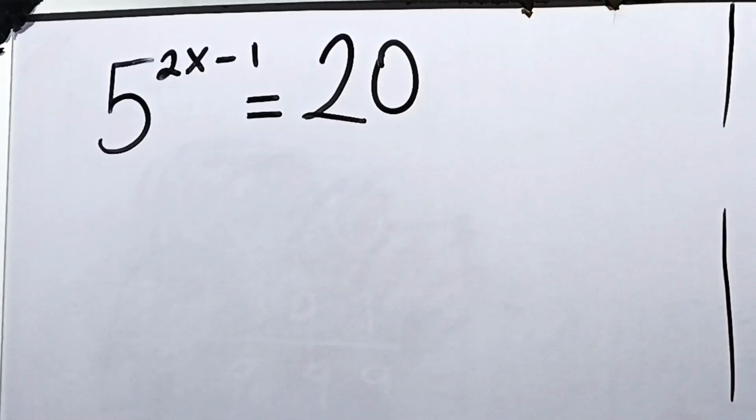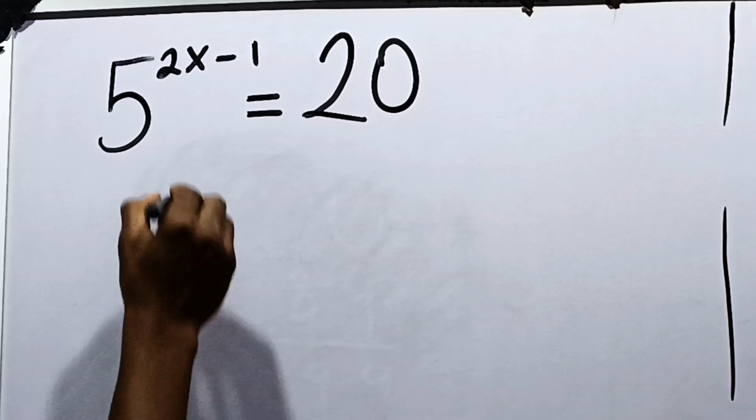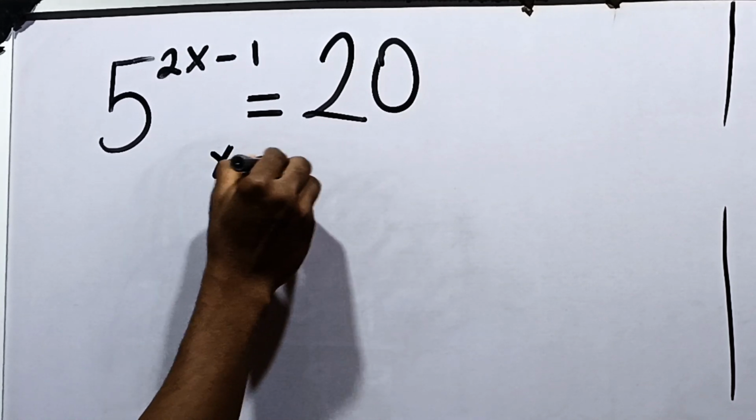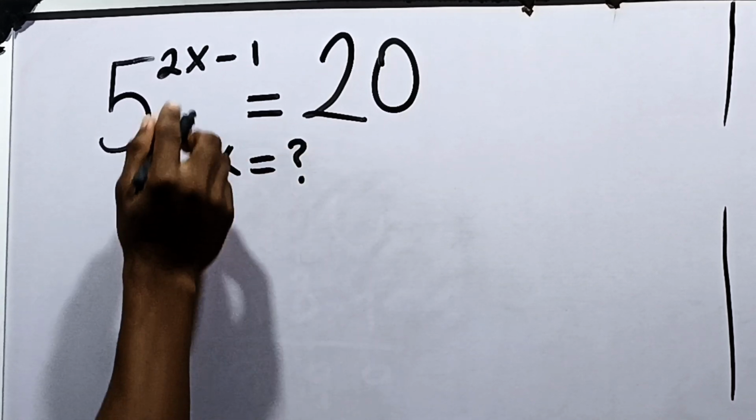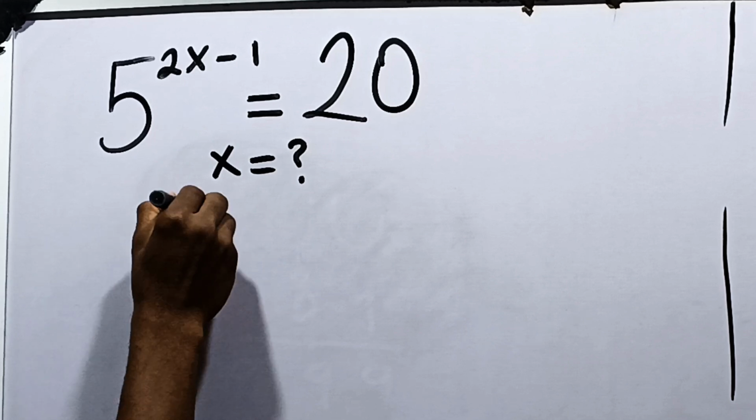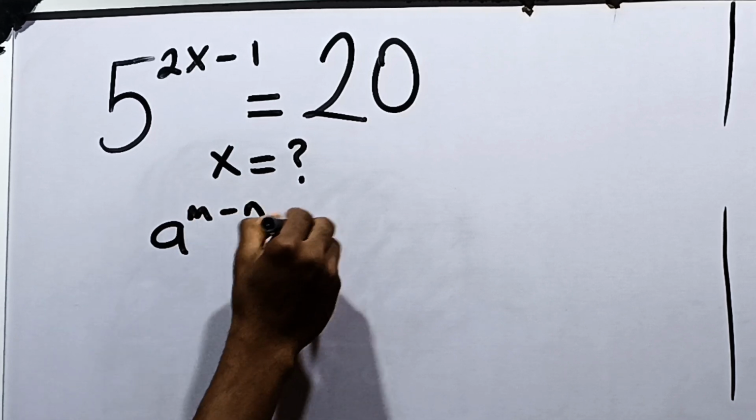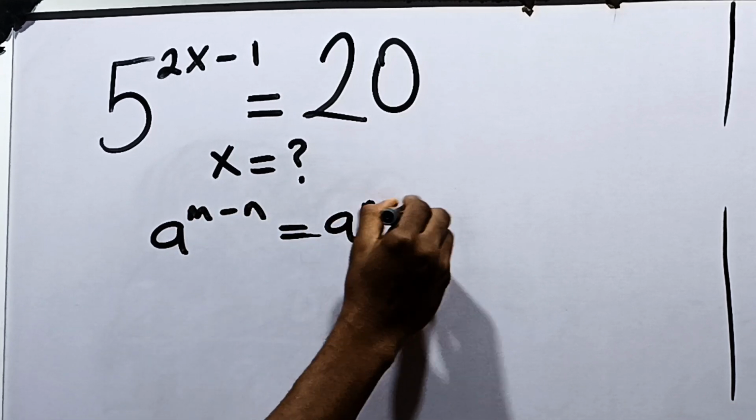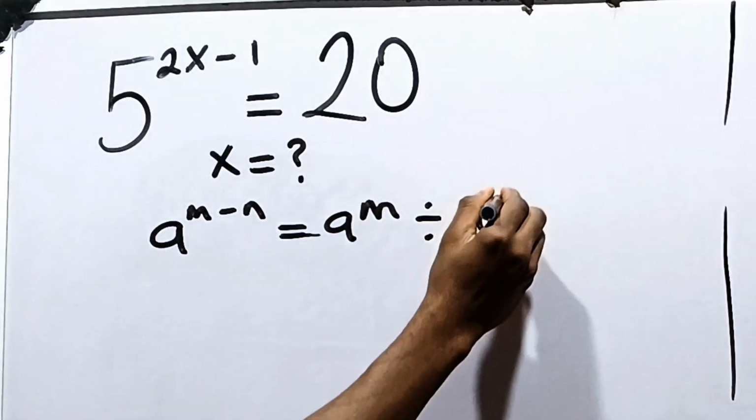Let's solve this together. It says 5 raised to the power 2x minus 1 is equal to 20. We're going to solve for the value of x in this question, okay? Now, first things first, we can say that when we have a raised to the power m minus n, it's equal to a raised to the power m divided by a raised to the power n, okay?